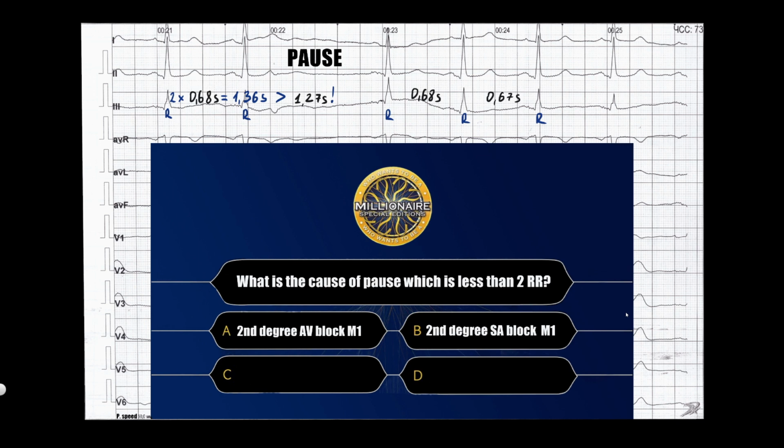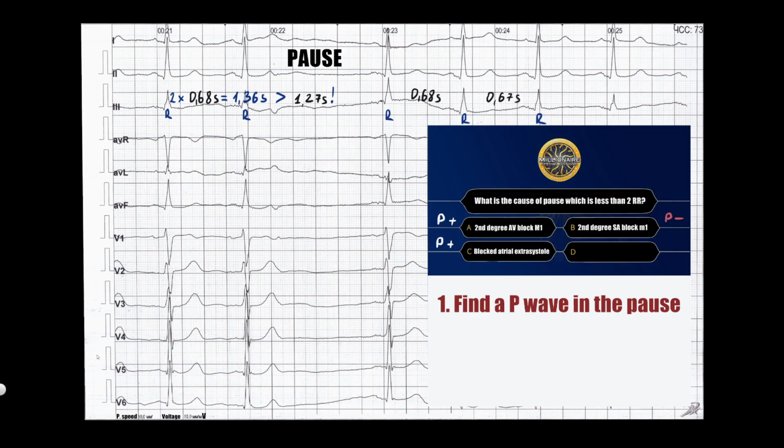We have another video about the sinoatrial block, the link you can find in the description, and also it can be a blocked atrial extrasystole. We know that a P wave should be present inside the pause in case of AV block and blocked atrial extrasystole, unlike the sinoatrial block where the P wave is absent. So the first thing that we need to do is try to find the P wave in the pause.